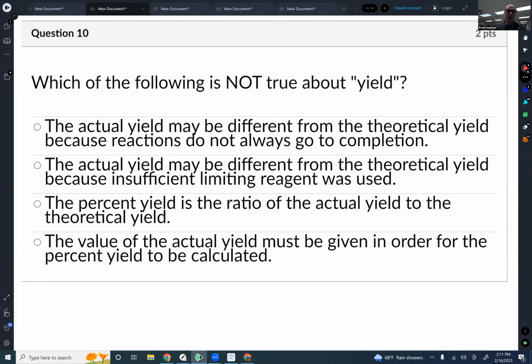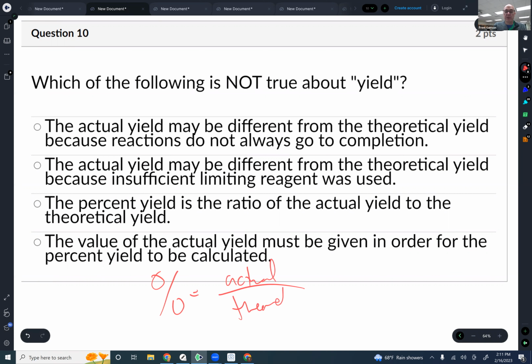And the percent yield formula. Percent yield is the actual divided by theoretical. That's lab value divided by stoic value. So which is not true? The actual yield may be different from the theoretical yield. Well, they have to be different. They do not always go to completion. Yes, they do. The actual yield may be different from the theoretical yield because insufficient limiting reactant was used.